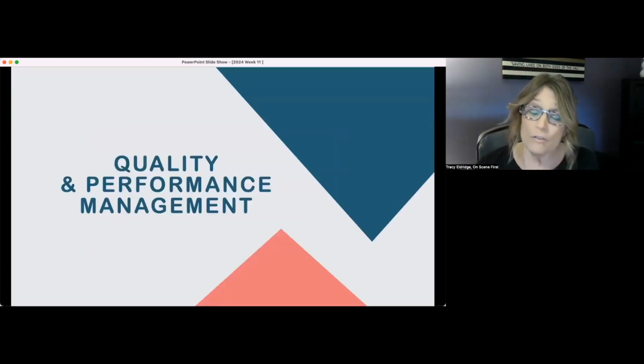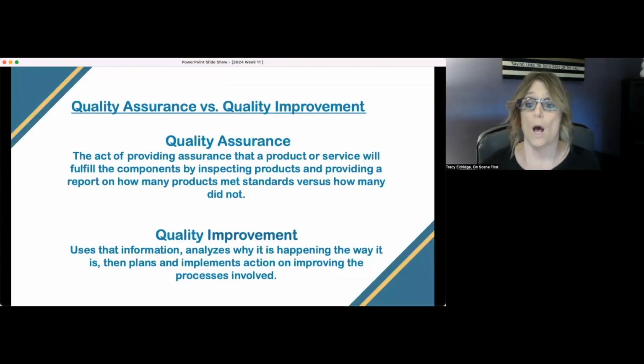So speaking of the quality and performance management, you need to know the difference between quality assurance and quality improvement. And they seem like they're the same, but they are different. So quality assurance is just that. It's assurance that you're doing what you're supposed to be doing, and the product that you are advertising and offering is exactly what it is that they are getting. So assuring that you are doing what you're supposed to be doing.